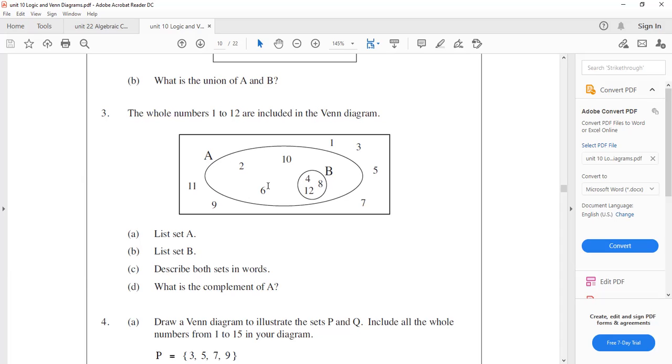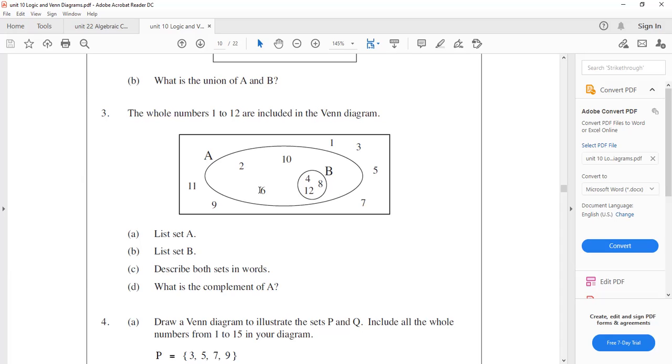So you'd have everything: 2, 4, 6, 8, 10, 12. That would be the list of A, and then B now would be what is in B, which is 4, 8, and 12. And I said, describe both sets in words. So as you can see, A represents multiples of 2.